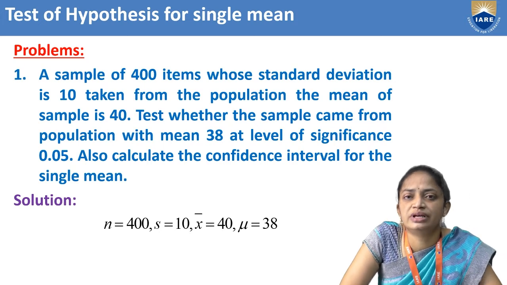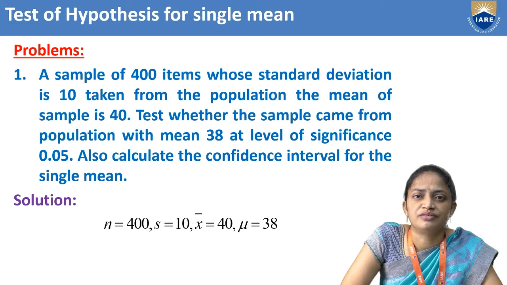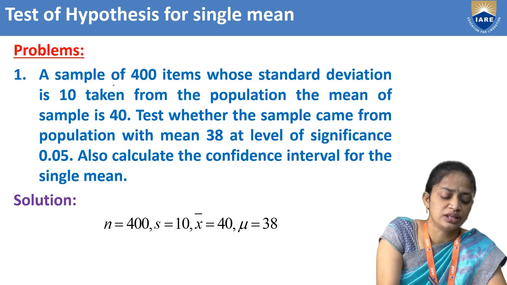Now we will discuss problems. The first problem: a sample of 400 items whose standard deviation is 10, taken from the population, has a sample mean of 40. Test whether the sample came from the population with mean 38 at level of significance 0.05. Also calculate the confidence interval for the single mean. Observe the question carefully.